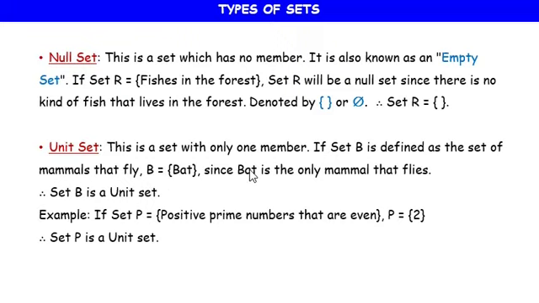So we say set B is a unit set, right? Because it has only one member. So that's what a unit set is. Whenever you hear the word unit, it has to do with one, just one.